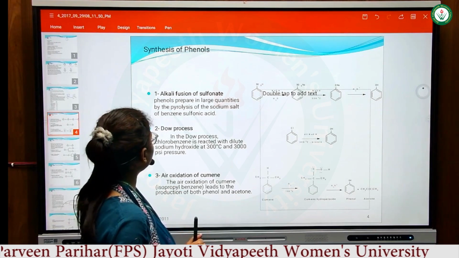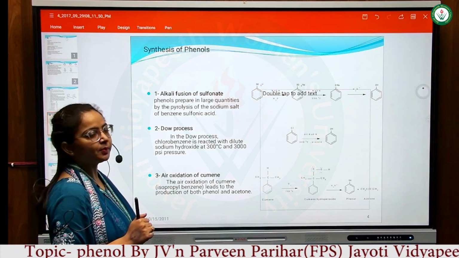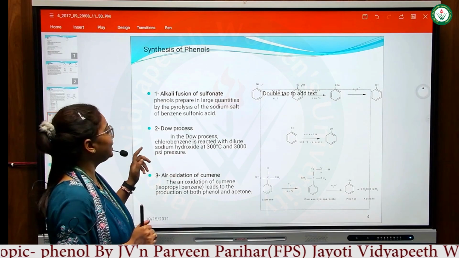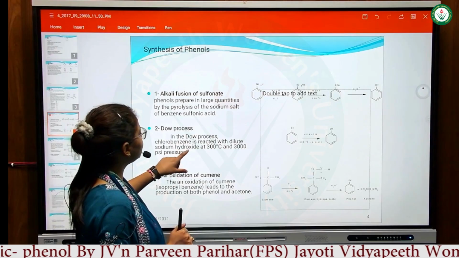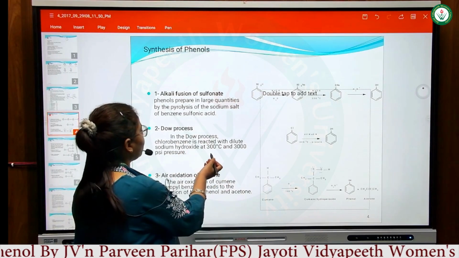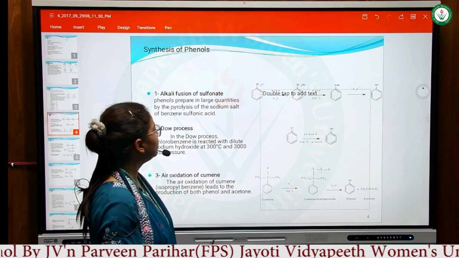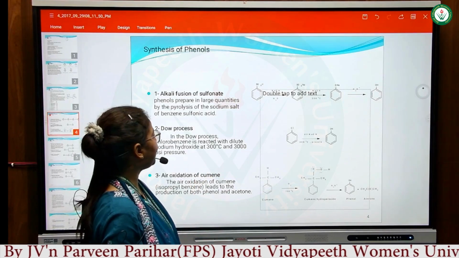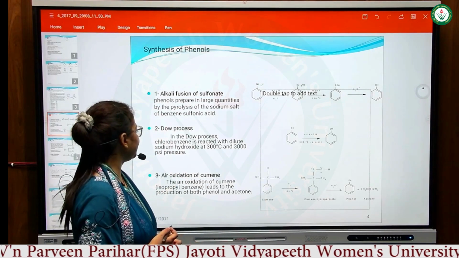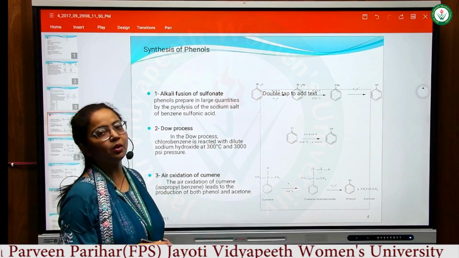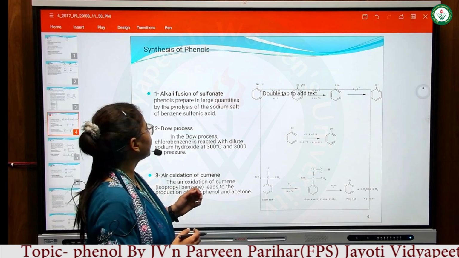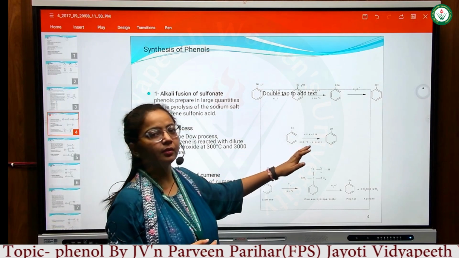Another reaction is the Dow process. In this process, chlorobenzene is used. It is reacted with dilute sodium hydroxide. The temperature is controlled at 300 degrees centigrade and the pressure is also controlled at 3000 psi. Under this controlled temperature and pressure, the chlorobenzene will give the phenol.